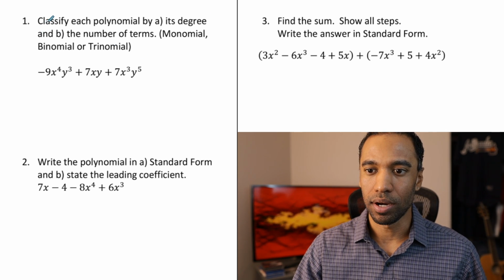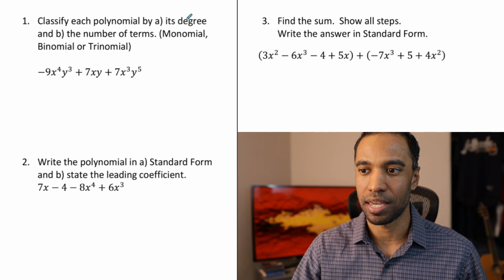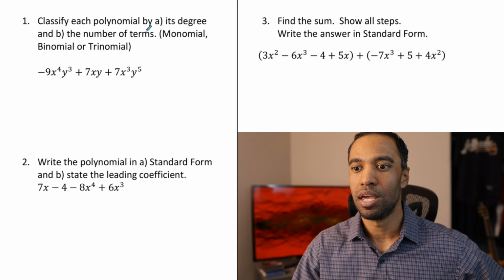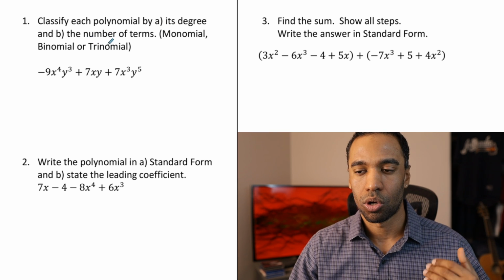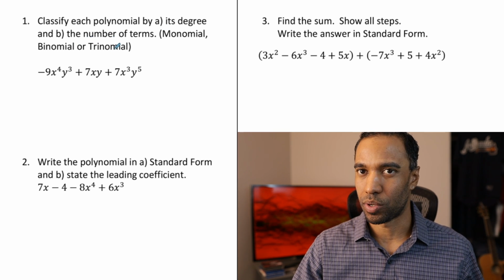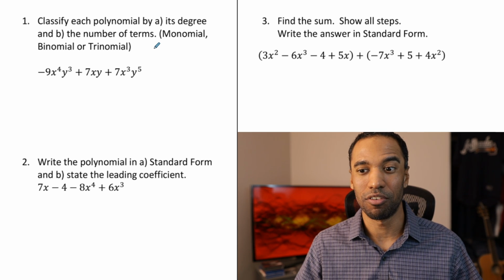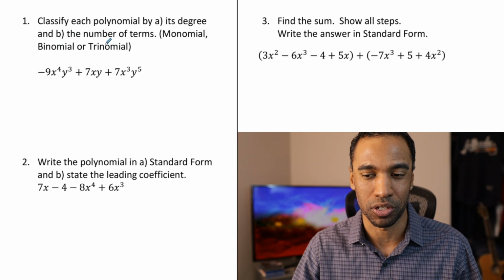All right, let's start with number one here. Classify each polynomial by its degree and the number of terms. Part A is the degree, part B is the number of terms, either a monomial, binomial, or trinomial. Now, they don't have to restrict you to those things. It could be a quadrinomial, 4 terms, or a 6-term, whatever, but this is only going to be one of those 3, it looks like.